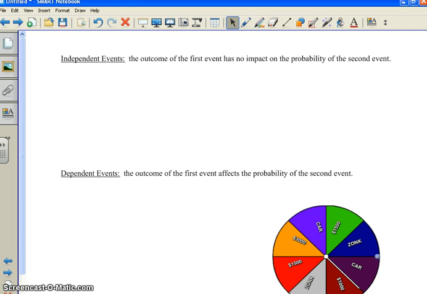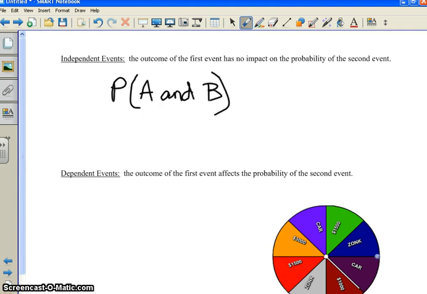Now, the spinning of the 2 spinners in the Making Purple game are considered independent events because what you spin on the first spinner has no impact on what you get when you spin the second spinner. So our multiplication rule then tells us the probability of these 2 events, A and B, happening together can be calculated from the probability of event A times the probability of event B.